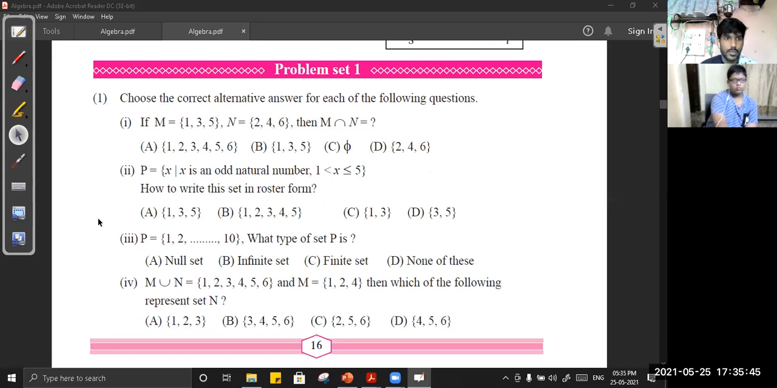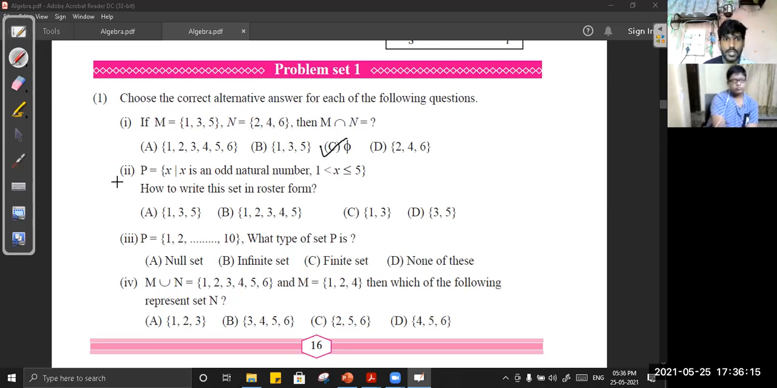If you see the first one, choose the correct option: if M is {1, 3, 5} and N is {2, 4, 6}, what is M intersection N? Which is the option, you can tell me. Is there anything common between both of them? None. Null set. So that is C. C is the correct option here.